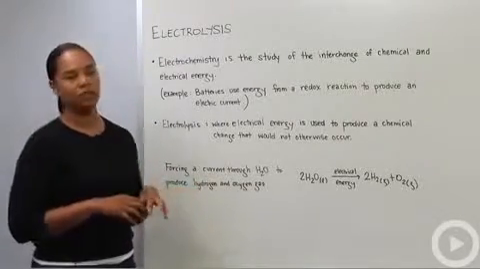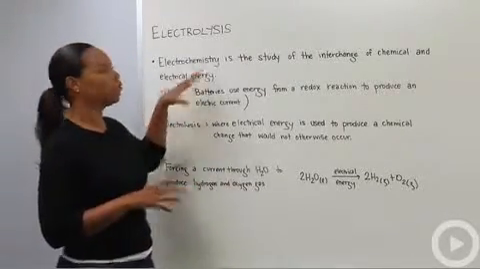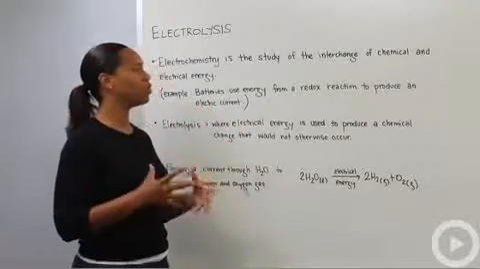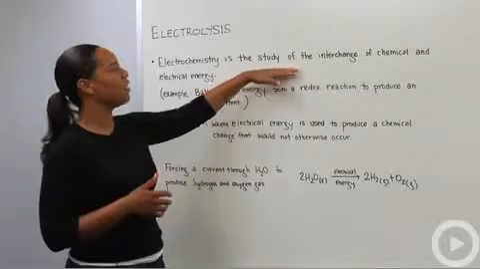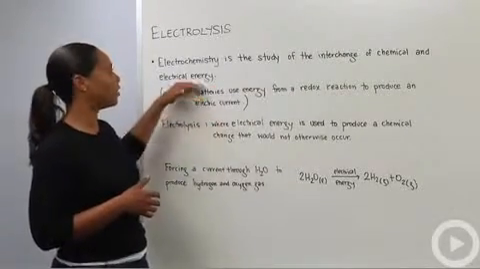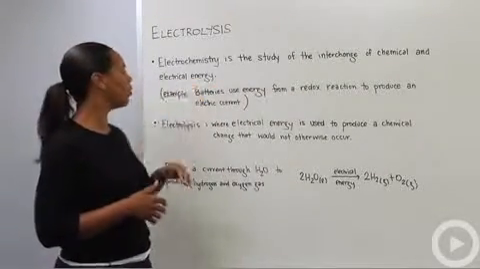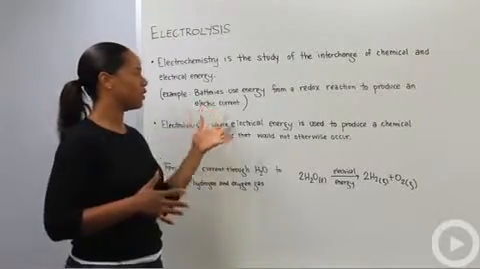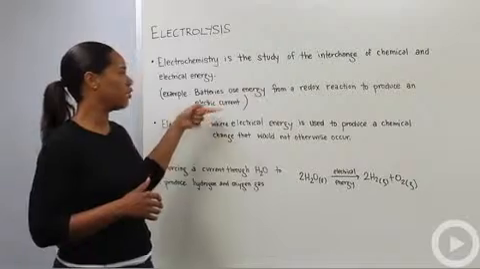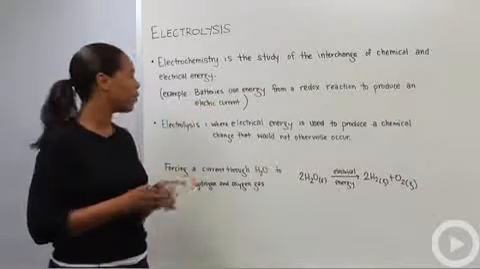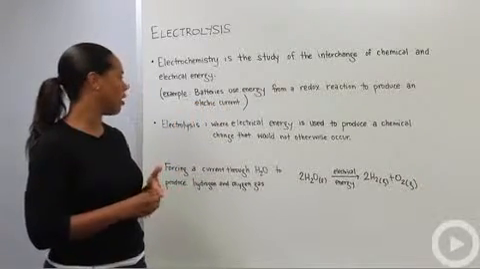Before we really get into electrolysis, let's discuss what the broader topic of electrochemistry is and what that means. Electrochemistry is just the study of the interchange of chemical and electrical energy. A very simple example of that are batteries that you use every day. Basically they create a redox reaction to produce an electric current. So it's alive and well in all of life.